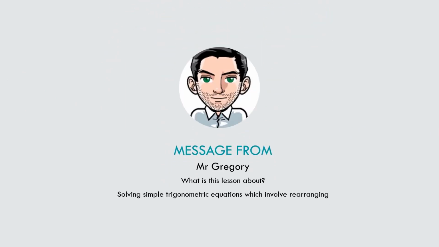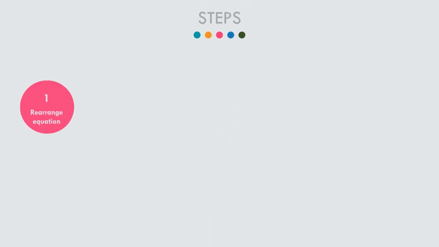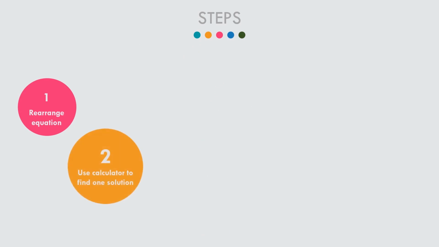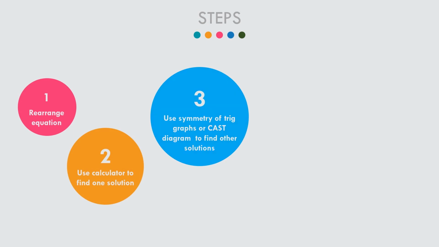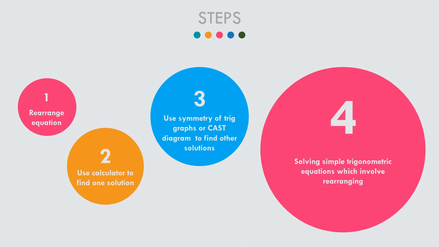Hello everybody, today what we're going to be looking at is solving simple trigonometric equations which involve some kind of rearranging. Step 1 is to rearrange the equation. Step 2 is to use your calculator to find a solution. Step 3 is to use symmetry of trig graphs or cast diagram to find the other solutions. Finally, step number 4 is to put everything together for a full answer.